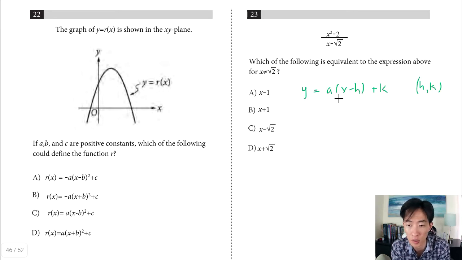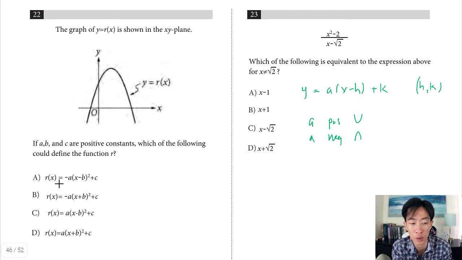So what are the properties that are useful? Number 1, that's the vertex. Number 2, if a is positive, then the parabola opens upward. If a is negative, then the parabola opens downward. So in this particular problem, we know that a itself is positive. So by putting a negative in front of it, we're making the whole form negative.